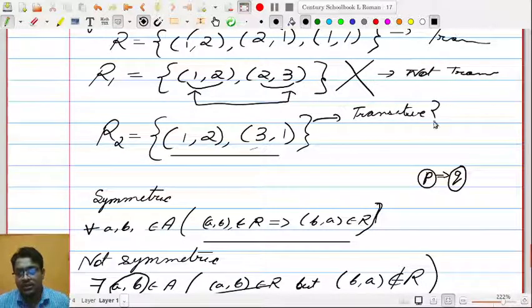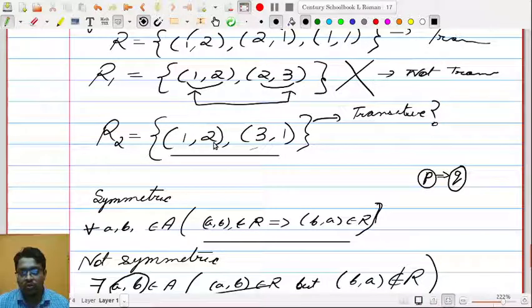Is this relation transitive? So you see 1 2 is there, so immediately we will look for 2 1. But that's not necessary. See, if I want to say that this is not transitive, then I have to find some elements A, B and C such that AB and BC are in the relation, but AC is not there in the relation. So can you find such elements here?